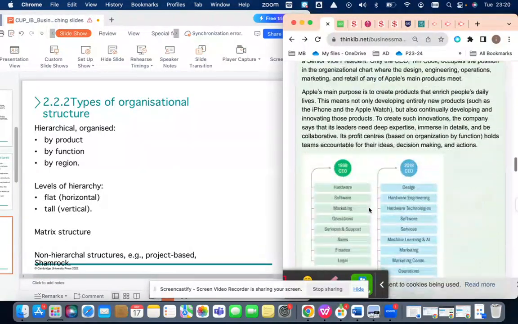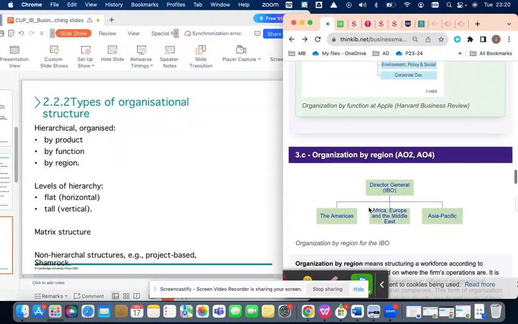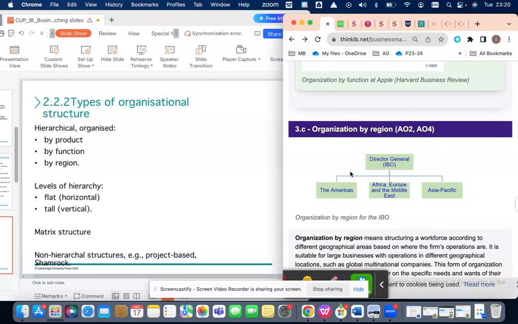Region, as with the IB, we can have a little look here at how the IB is divided. You've got obviously the overall IB director general, and then they split it here into the Americas, Africa, Europe, and the Middle East and Asia Pacific. It could be divided further if they were big enough, maybe Africa on its own, Middle East on its own, Europe on its own. But you get the idea about region.